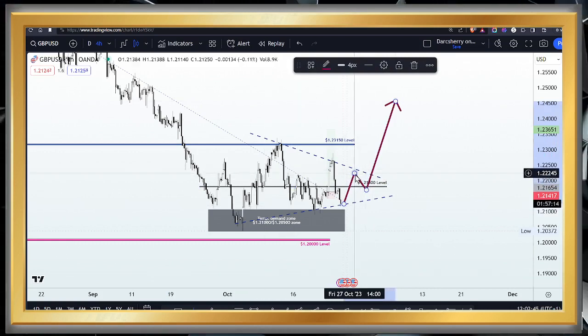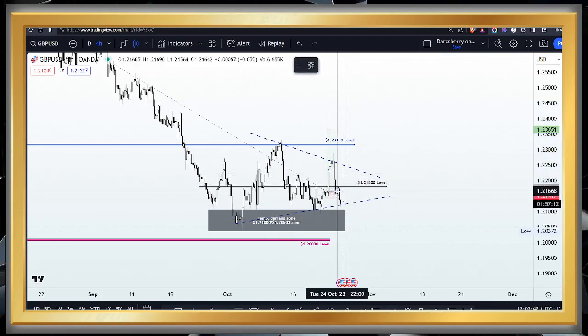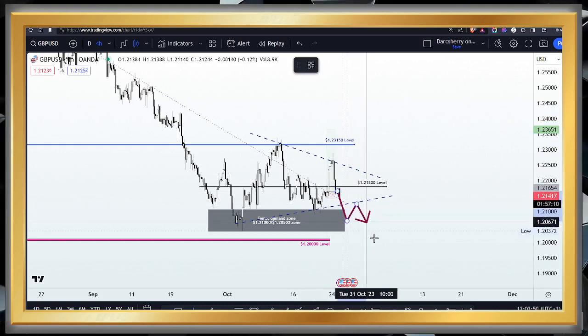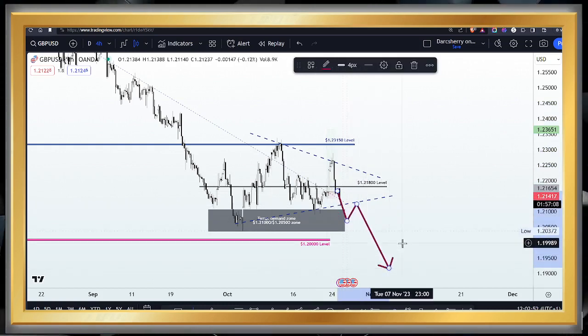But if price still remains below the structure and breaks down that ascending trend line here, retest it a couple of times on our lower time frame, then we can feel comfortable joining a bearish move at this point. So this is my view here on the GBPUSD.